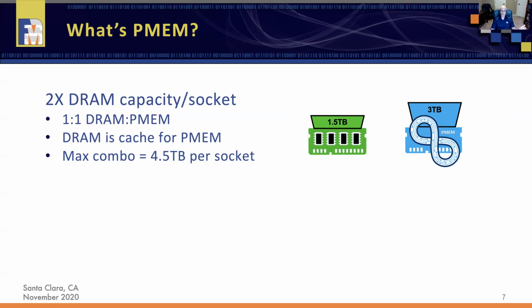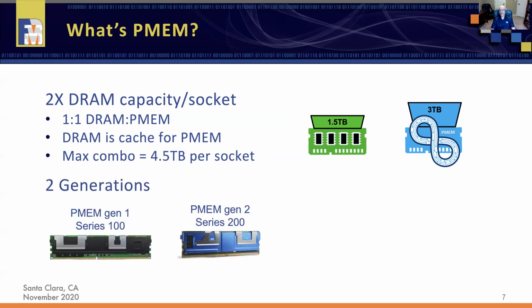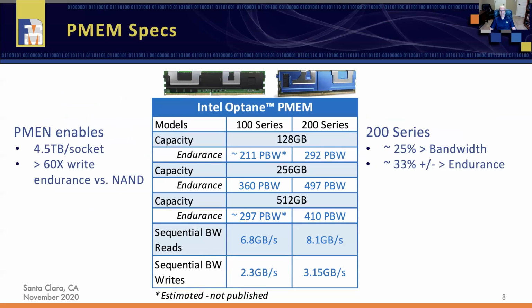1.5 terabytes of DRAM and 3 terabytes of PMEM per each Intel socket. There are 2 generations of PMEM, the series 100 and the series 200. Kind of easy to understand. If you look at their specs, in reality, the 200 series adds roughly 25% more bandwidth per PMEM and roughly 33% more endurance, plus or minus, than the 100 series. And they come in 128 gigabyte, 256 gigabyte, and 512 gigabyte. There's no difference in capacities.